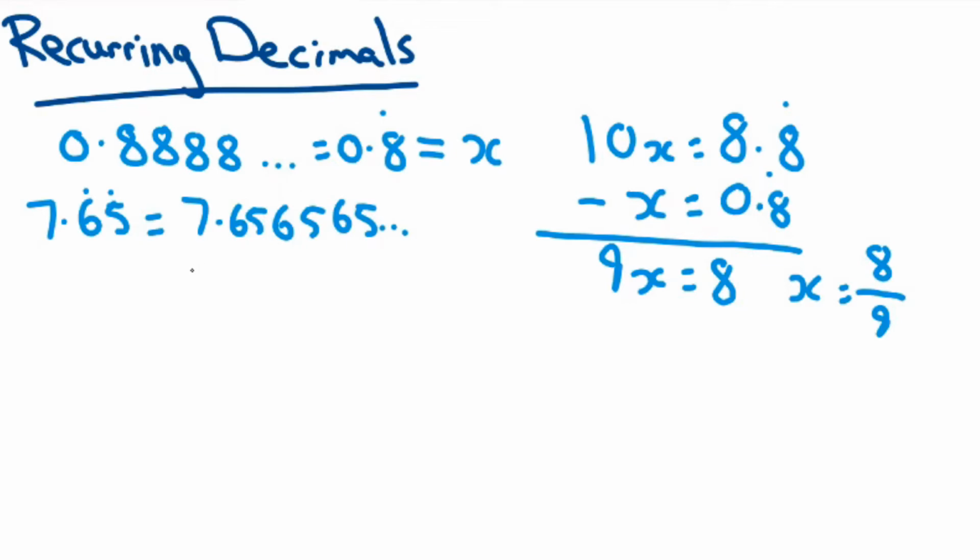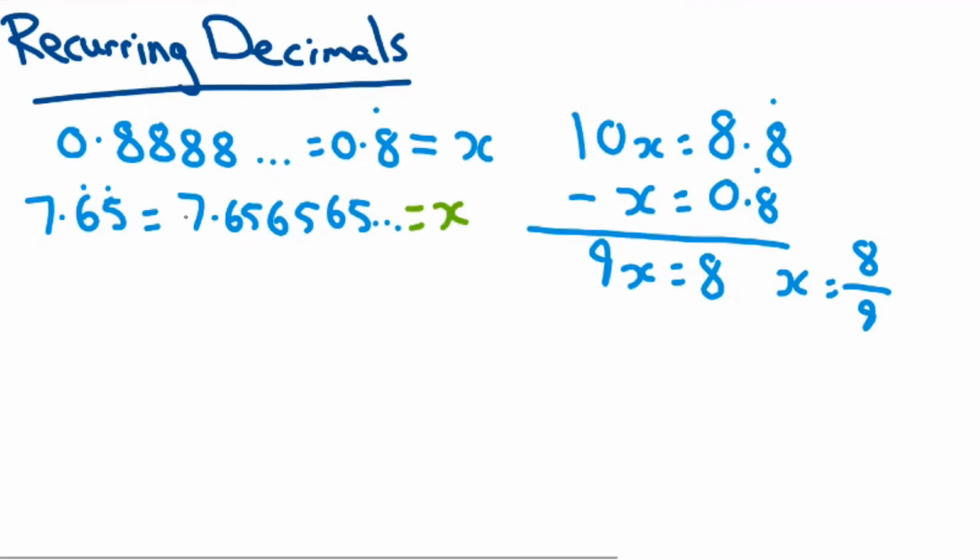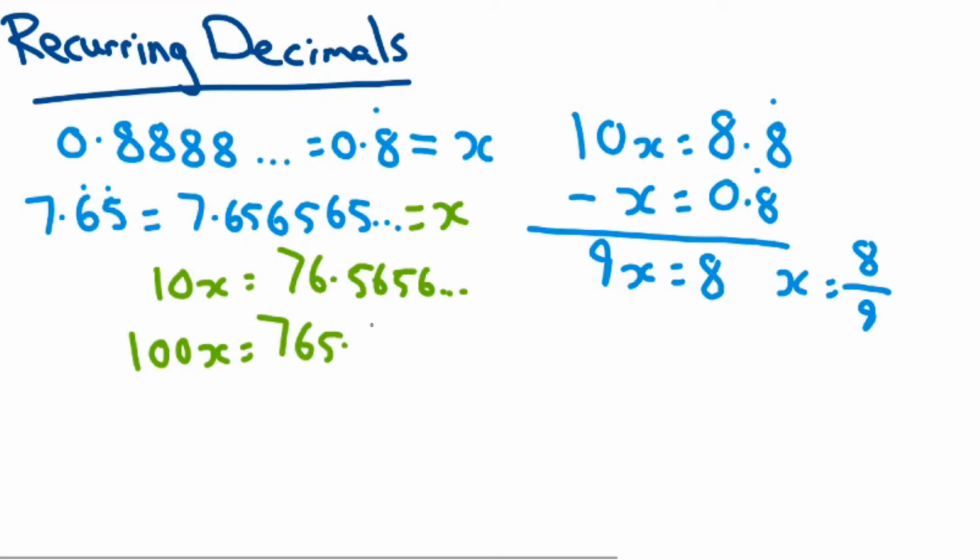Let's try again with the other decimal, the 7.65 recurring. If we label this as x, now if we were to do 10x again, what we would have is 76.5656, and so on. Now this isn't good enough, because what's after the decimal point doesn't match itself. You've got 6565 here, but 5656. Instead, we're going to have to go with 100x, which will then give us 765.6565, and so on. Now that what's after the decimal point is the same, we can minus.